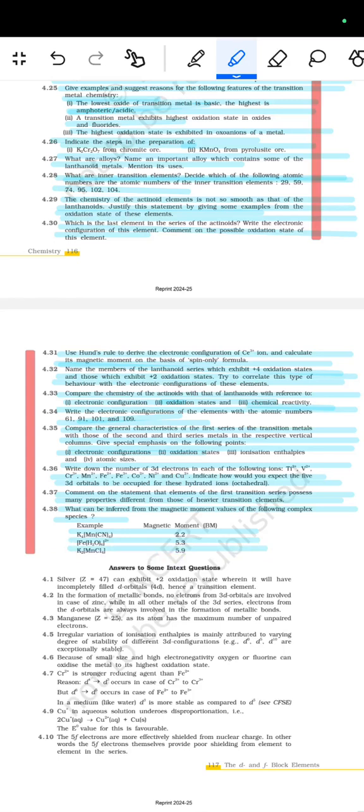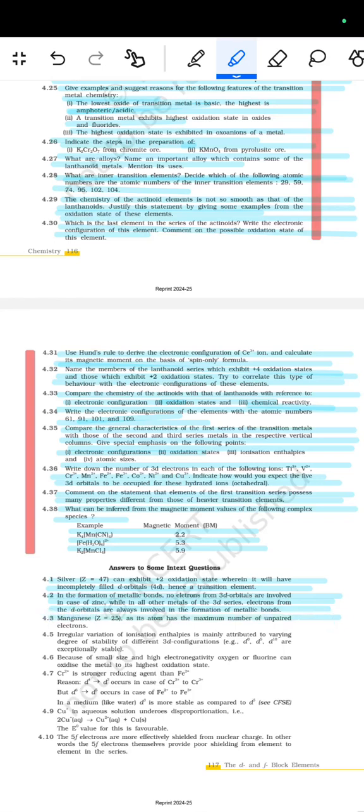Then comes the answer to the question: Zn, Z = 47, can give +2 oxidation state where it will have incompletely filled d orbital 4d, hence a transition element. In the formation of the metallic bond, no electron from the 3d orbitals is involved in the case of zinc, since the 3d orbitals are filled, while in all the other 3d metals, electrons from the d orbitals are always involved in the formation of metallic bonds.